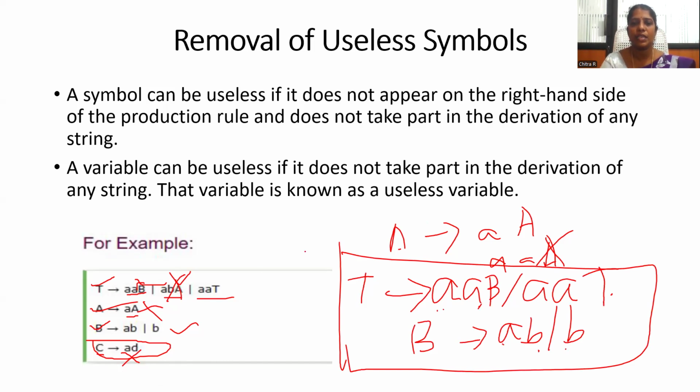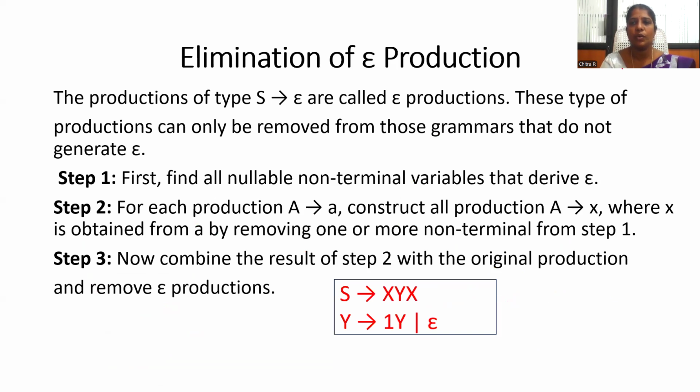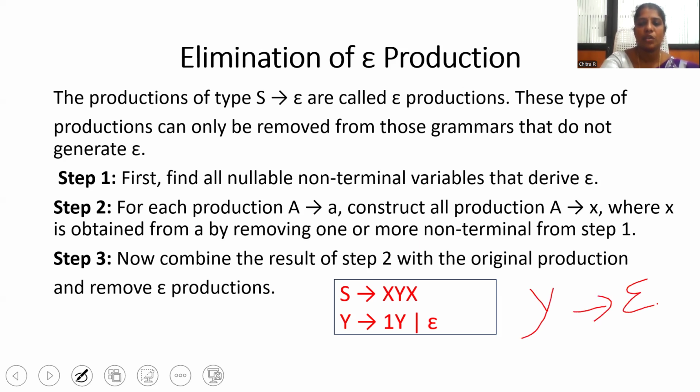And the second one is the removal of epsilon production. There is no need for epsilon productions in the simplified grammar. What do you mean by epsilon production? Any variable that derives epsilon is called an epsilon production. In the given example, S tends to XYX, and Y tends to 1Y/epsilon. Here, Y is called the epsilon production because Y tends to epsilon.